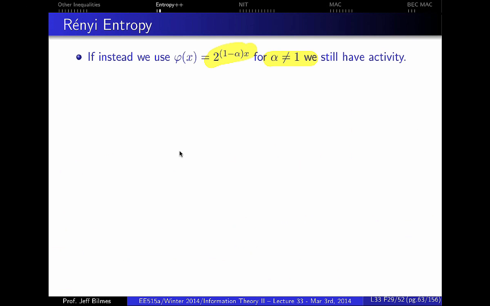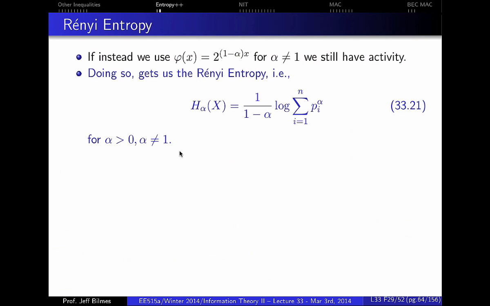So what we get then, interestingly enough, once we do this and we do a bit of algebra, we get what's called the Rényi entropy of a set of probability distributions. And for alpha greater than 0, this is the form of the Rényi entropy. It's basically 1 over 1 minus alpha times the log of the sum of the exponentiated probabilities.